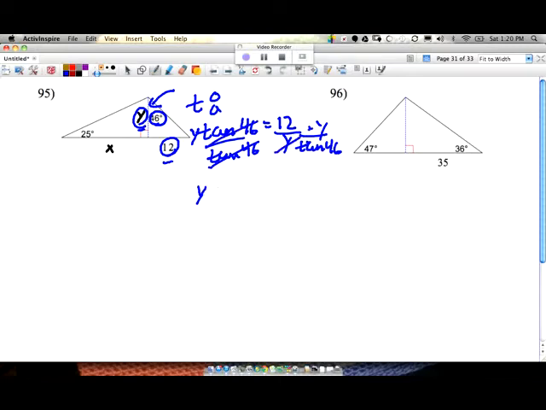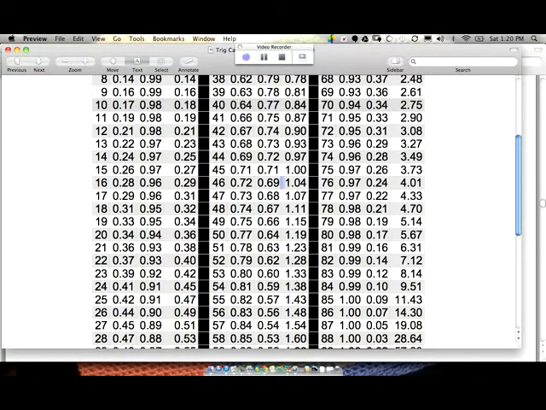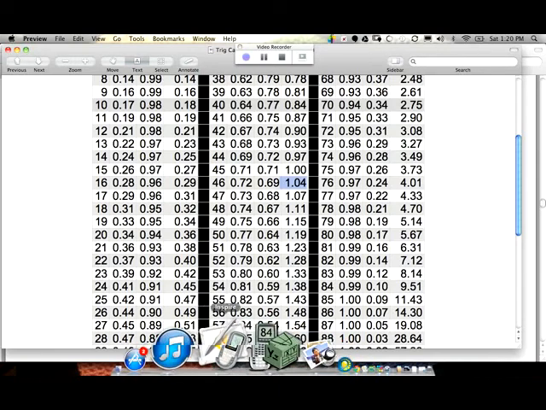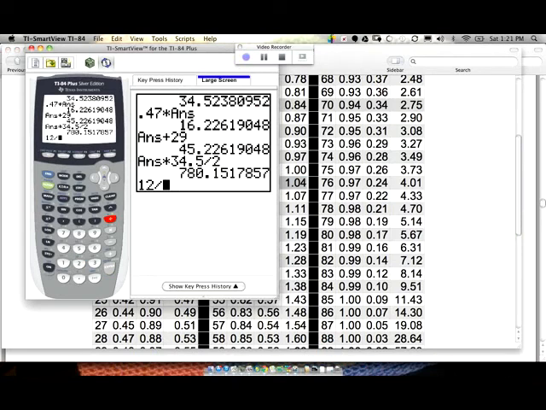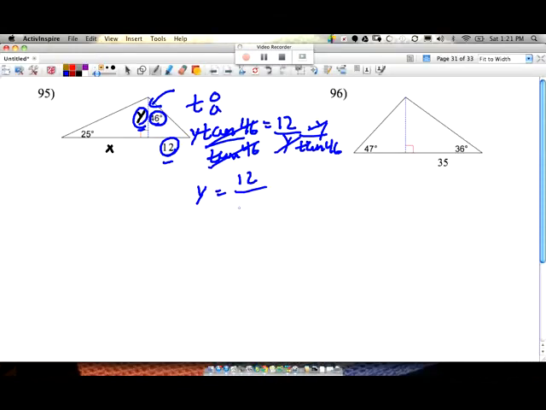So we're going to have 12 divided by 1.04. That gives me 11.54 or 11.5. Let's just go with that. 11.5. I forgot what this was, but let's double check it. It was 1.04. That's what I divided by. Yep. 1.04. Cool. So the y value is 11.5.